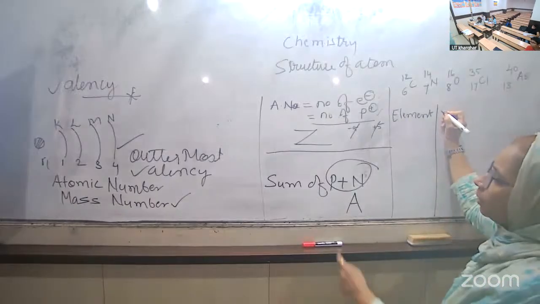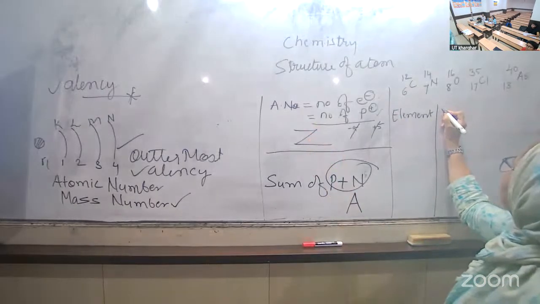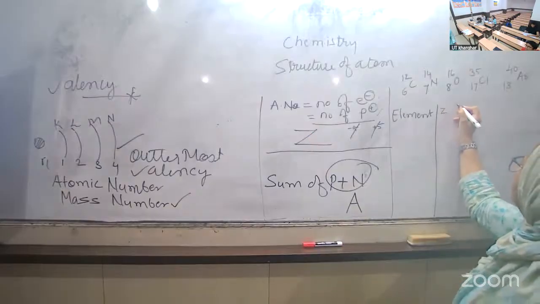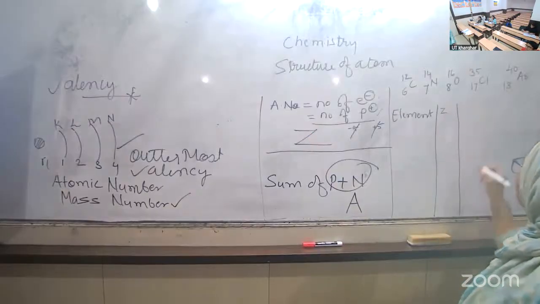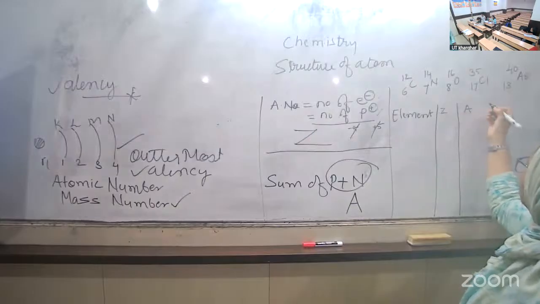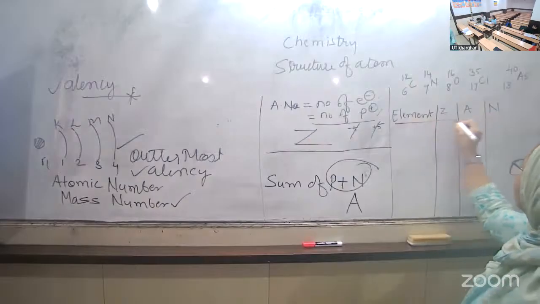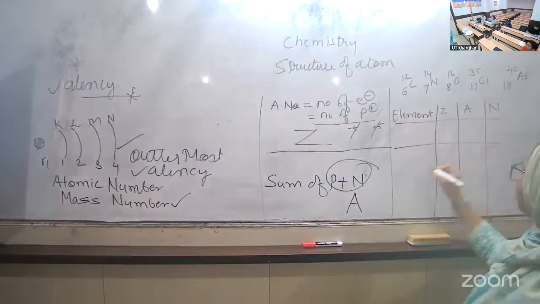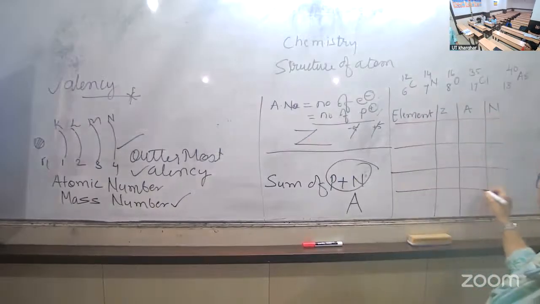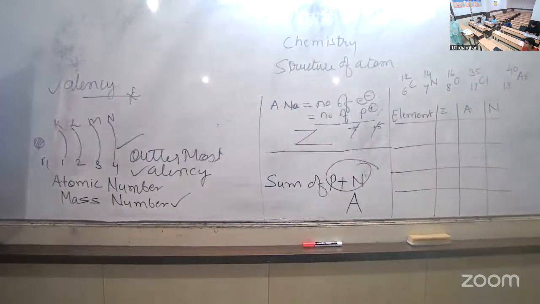So make a table for symbols of elements, then atomic number Z, then A and N. क्लियर है? नहीं है ना? Atomic number, mass number and number of neutrons.